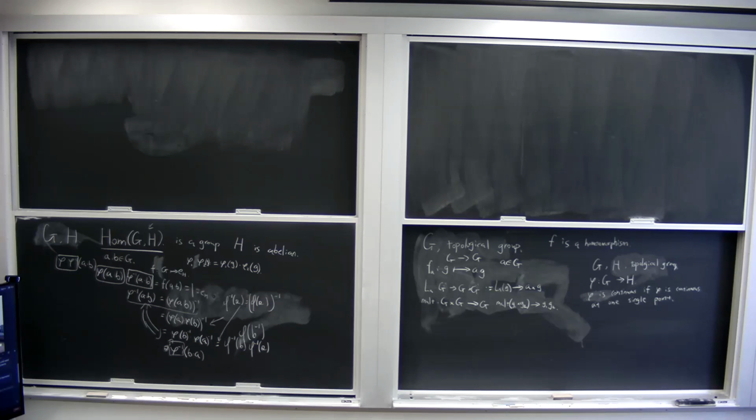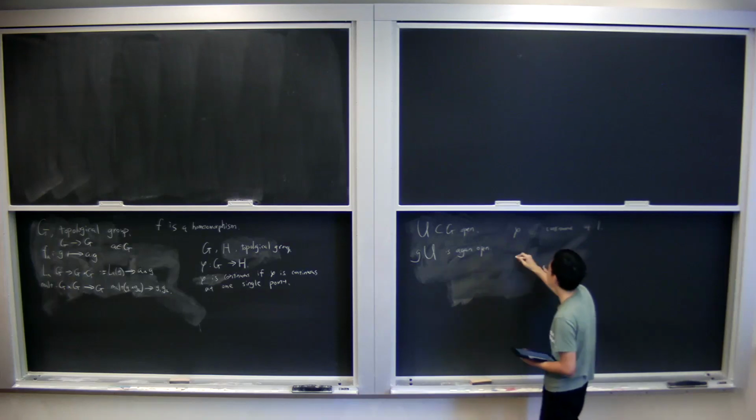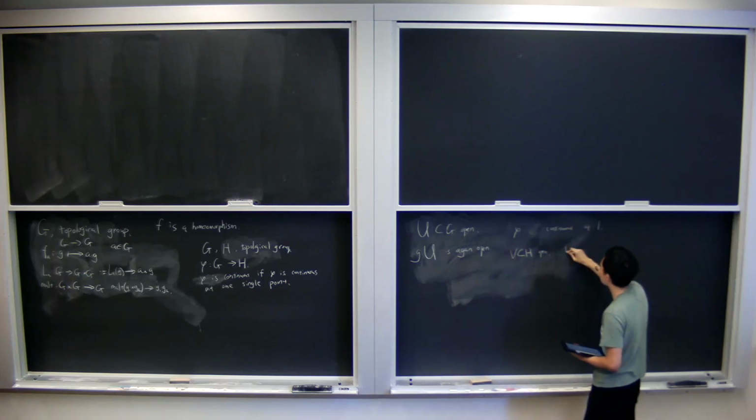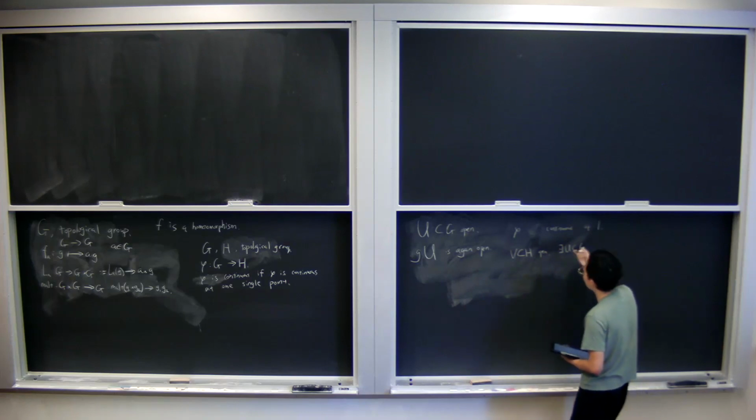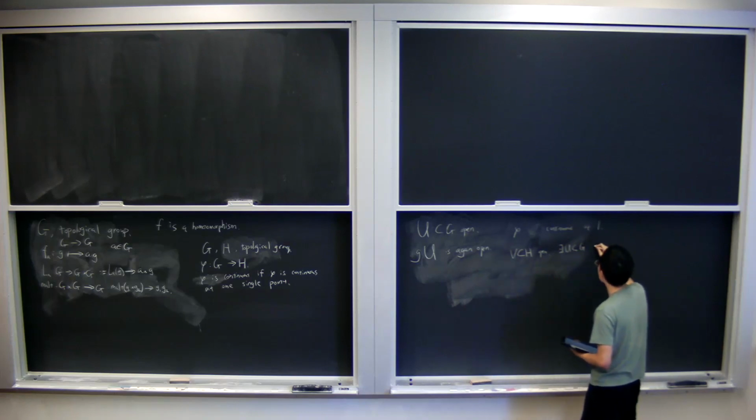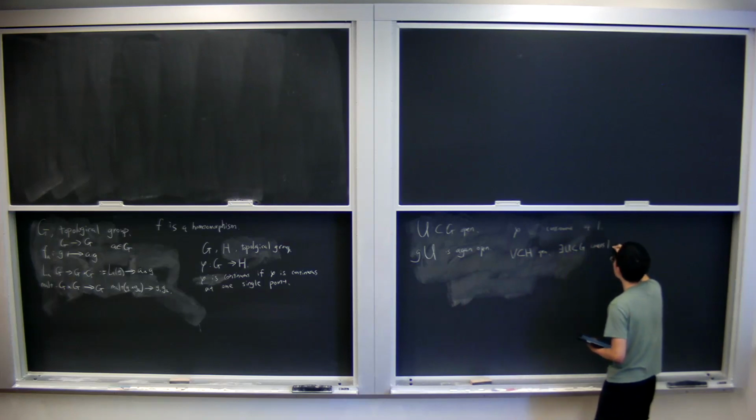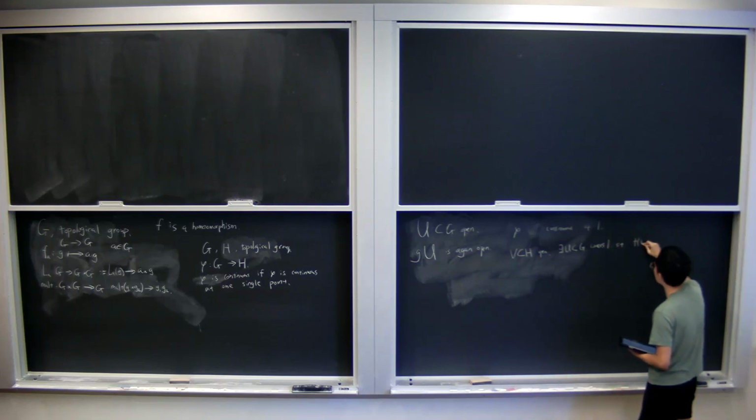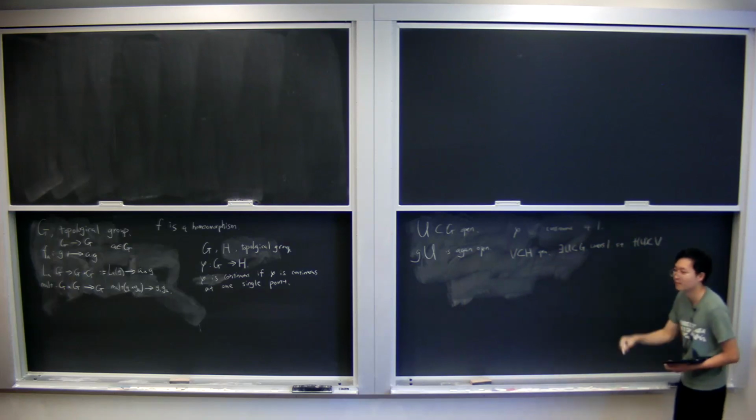So phi is continuous at 1 implies that for any open set V in H, there exists an open set U in G that covers the point 1, such that the image of U is contained in V.